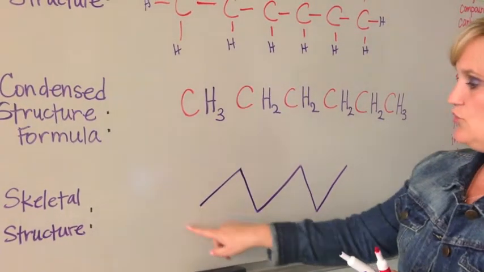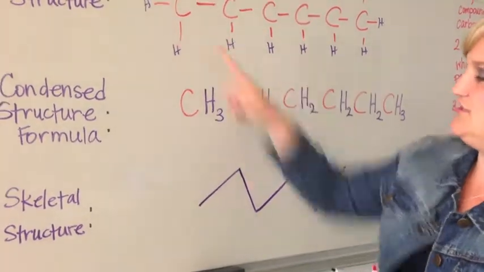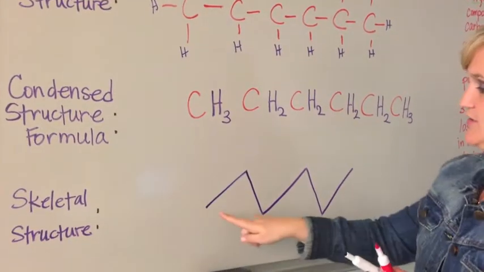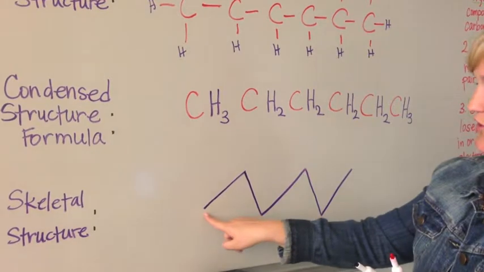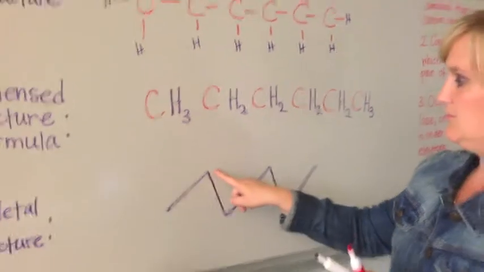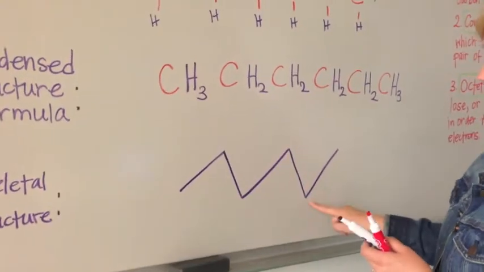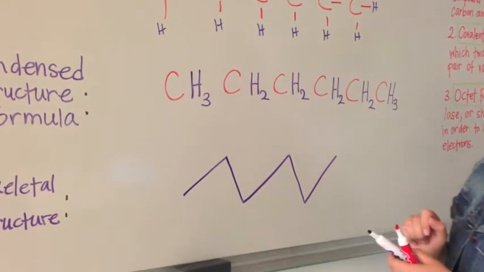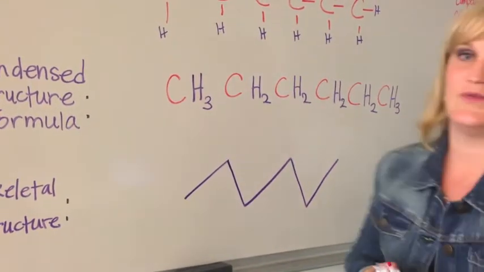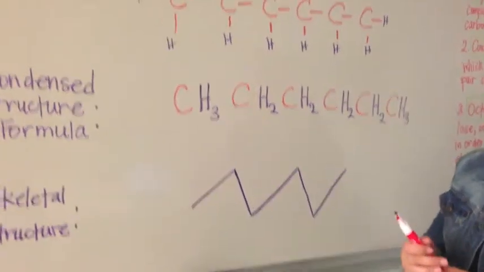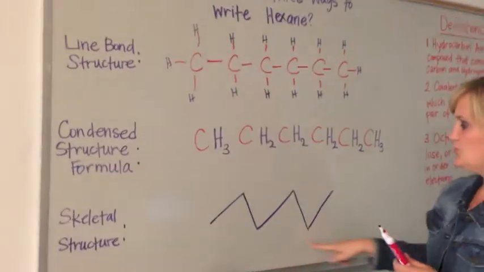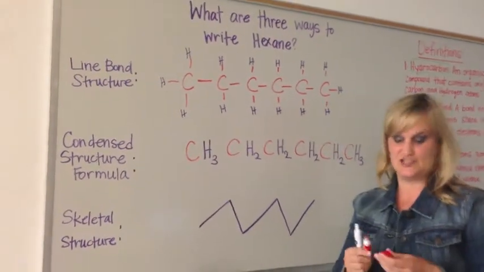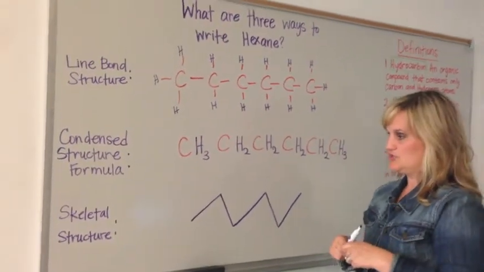At the end, we don't show the hydrogens, the 3 hydrogens. On the skeletal structure, hydrogens are left out. So you can assume at the end that there are 3 hydrogens, 2 hydrogens on these 3 carbons, and on this end there are 3 hydrogens. Even though they're not shown, they're assumed. The skeletal structure is probably the fastest, easiest way for those in the industry to draw the structure.